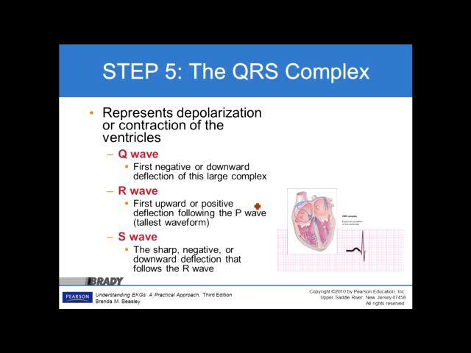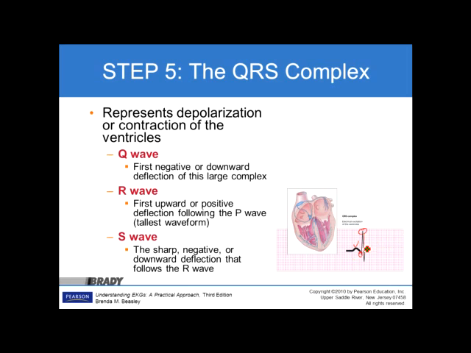Step 5, the QRS complexes, represents the depolarization or contraction of the ventricles. The Q wave is the first negative or downward deflection of the large complex, which is right here. The R wave is the first upright or positive deflection following the P wave, and we identify this off of the P wave. The S wave is the sharp negative or downward deflection that follows the R wave.